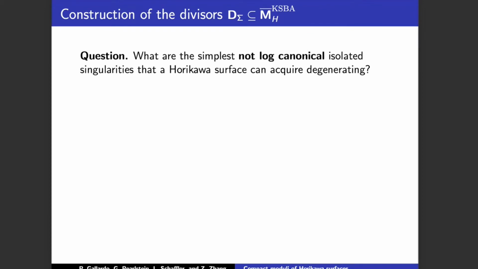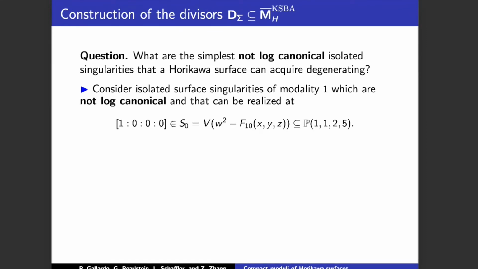And the answer, you get to the answer by thinking in the following way. You should be considering isolated surface singularities of modality 1, which are not log canonical, and that can be realized, say, at the point (1,0,0,0) of a surface S0, which is given by the vanishing of W squared minus F10. So the very same shape that a Horikawa surface has, or rather the canonical model of a Horikawa surface has.